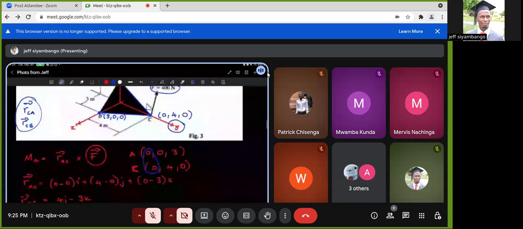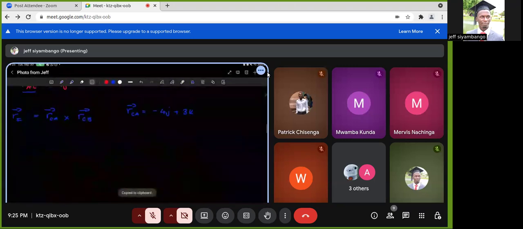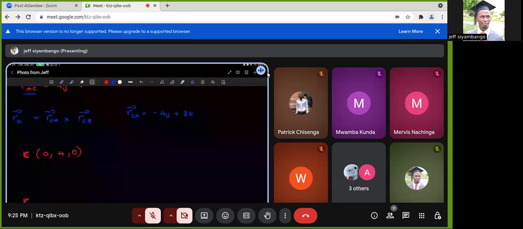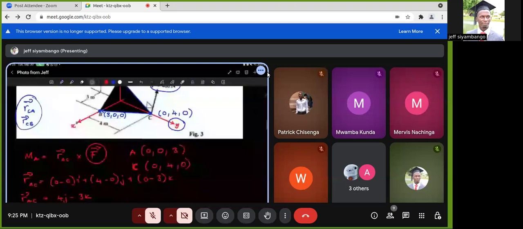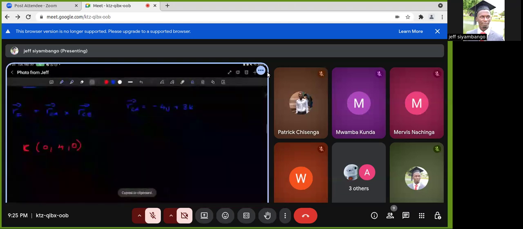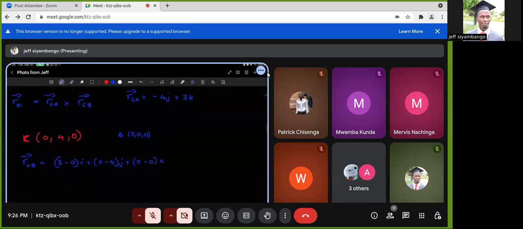For R_CB, we already have the coordinates for B and the coordinates for C. That is our A, our C, and our B. So R_CB, final is at B, so we'll have 3 minus 0, 0 minus 4, and 0 minus 0. So we'll have 3i minus 4j.